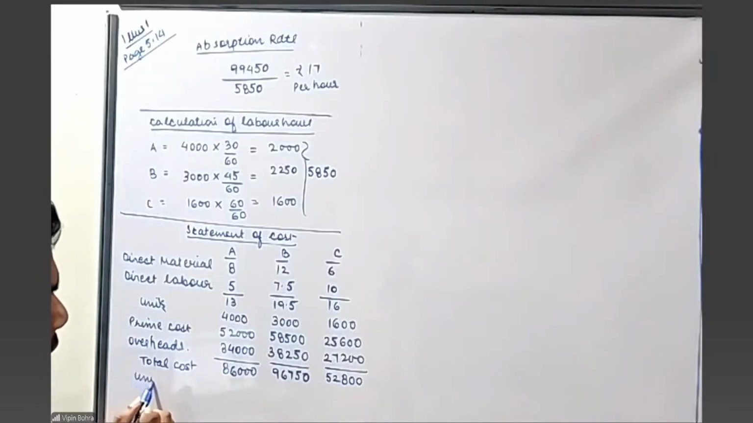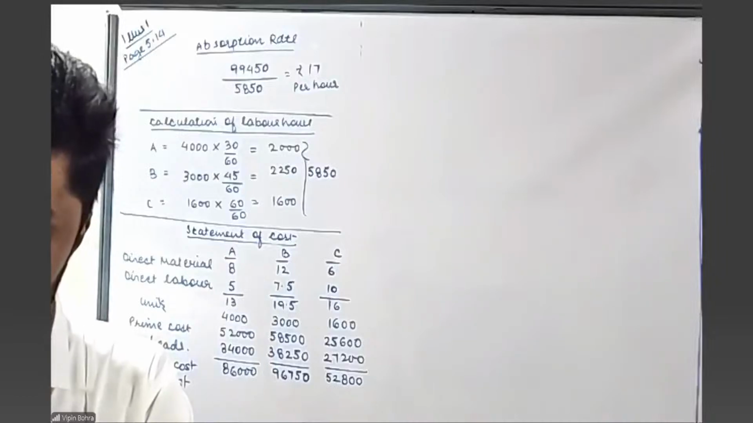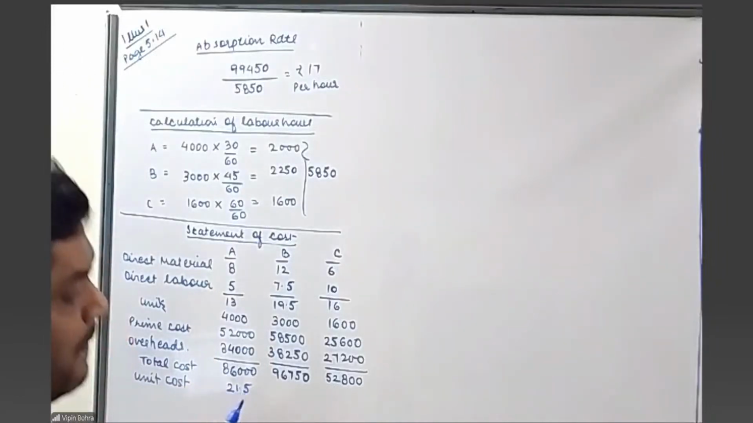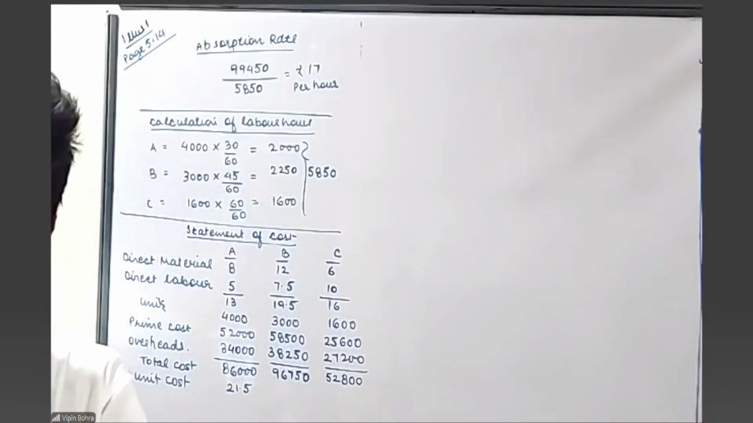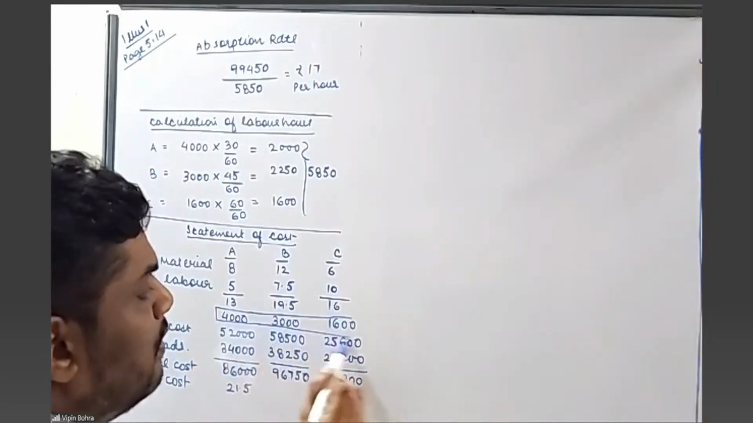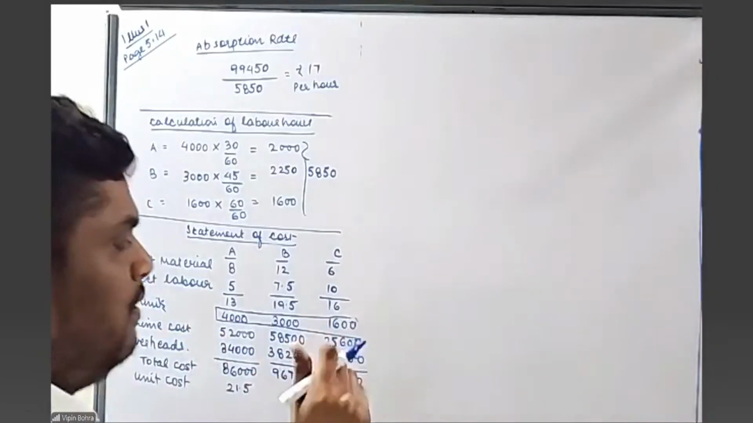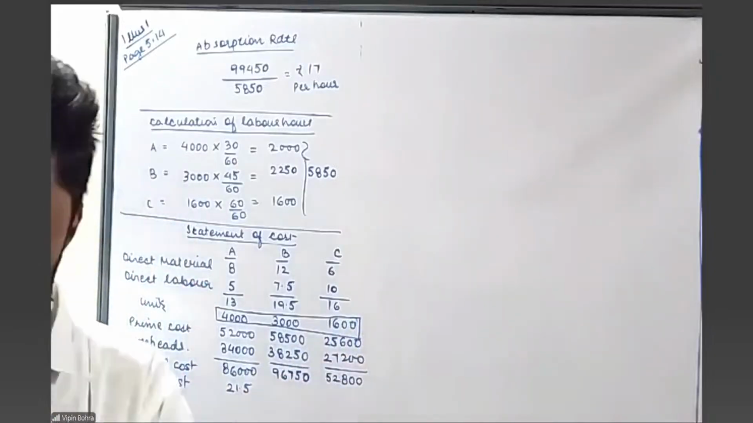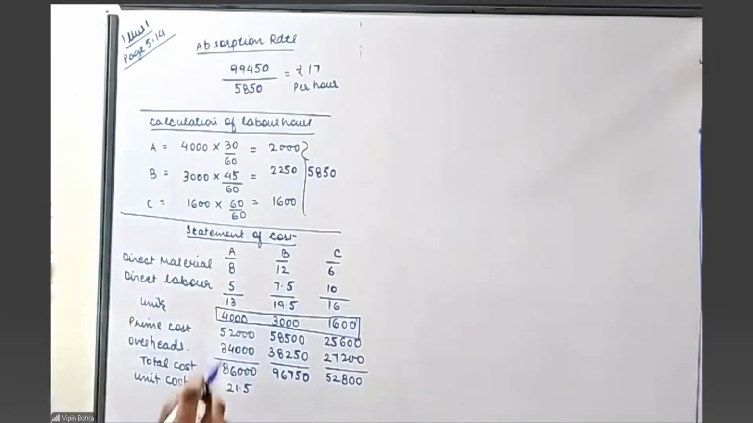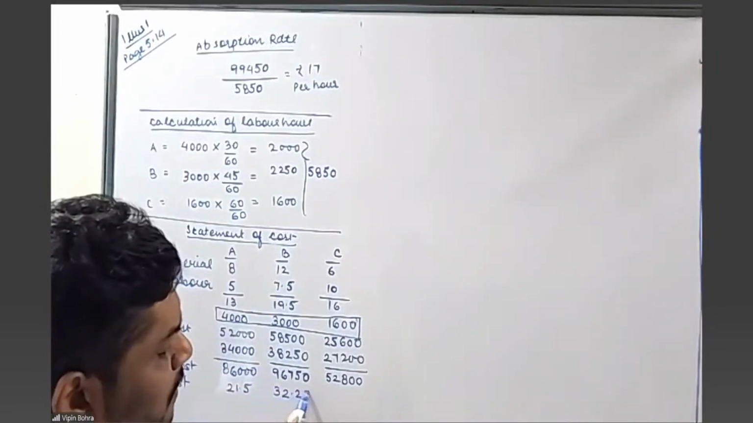If you want to calculate the unit cost, total cost divided by units, you will get the unit cost. So this will be 21.5. 96,750 divided by my units. These are my units. The unit cost will be 32.25.